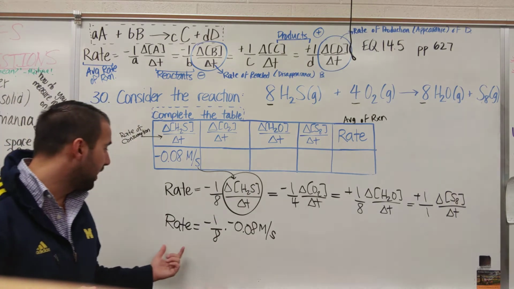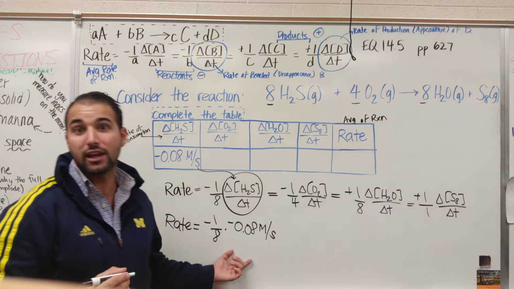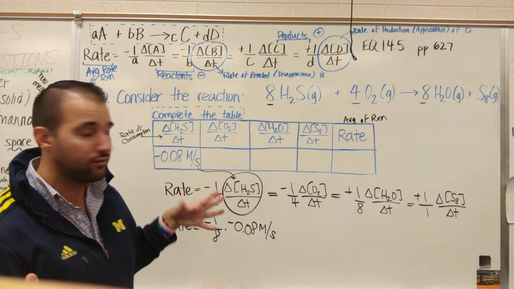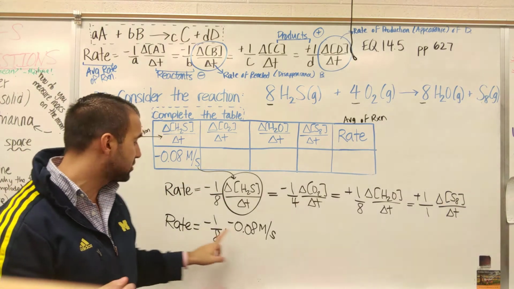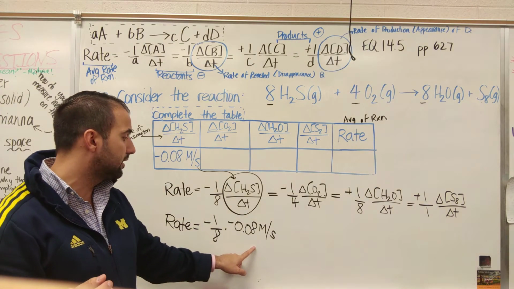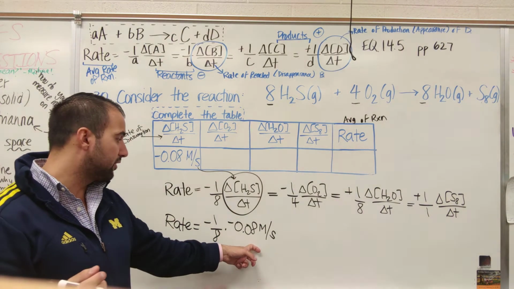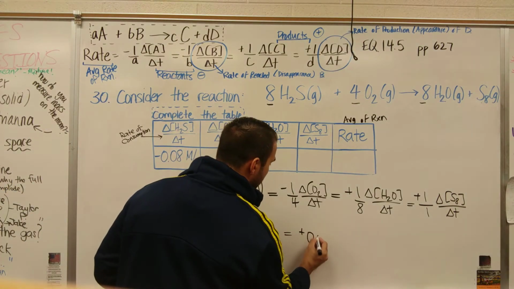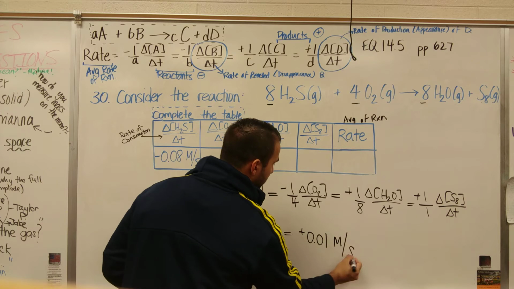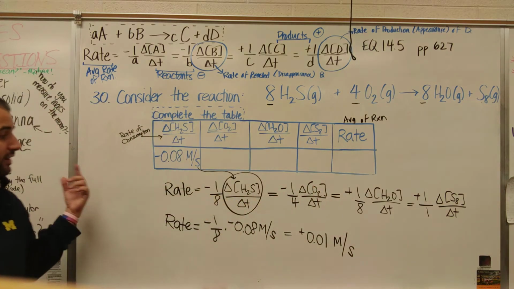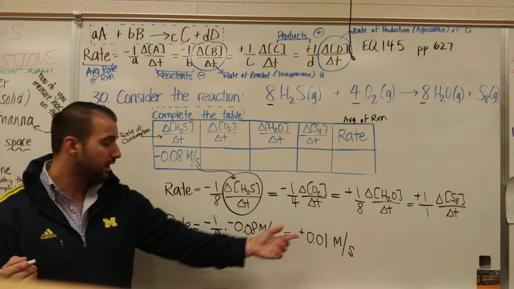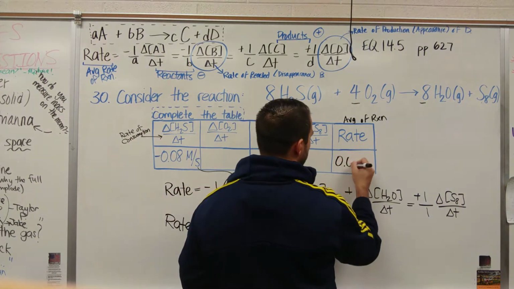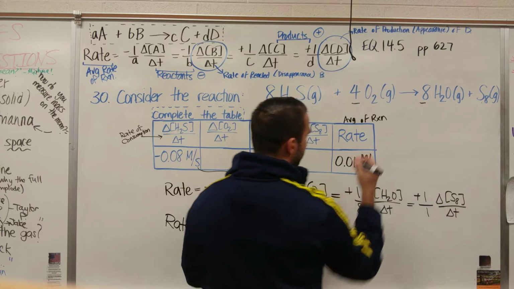If I multiply this times negative 1/8, I should get a positive number. My overall rate of reaction should be positive. So my rate of the reaction, negative 1/8 times negative 0.08, is like saying 0.08 divided by 8. I should get positive 0.01 molar per second. If I wanted to get it back, I'd have to multiply by 8, and I get my 0.08. So my rate of the overall reaction should be 0.01 molar per second.